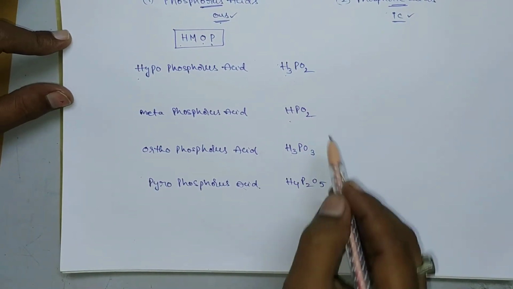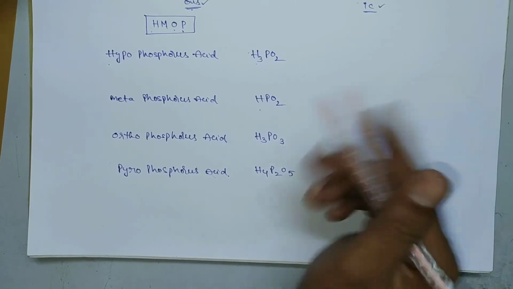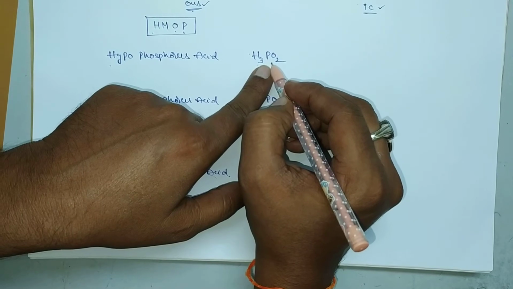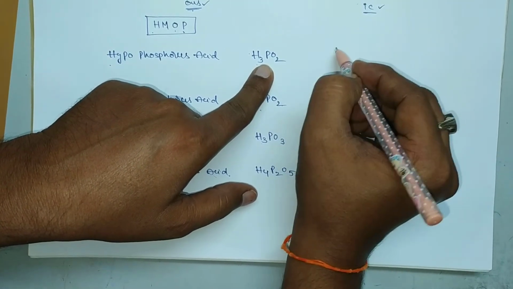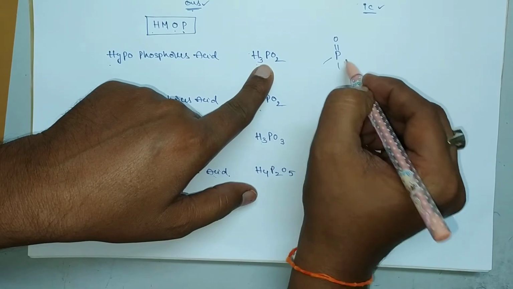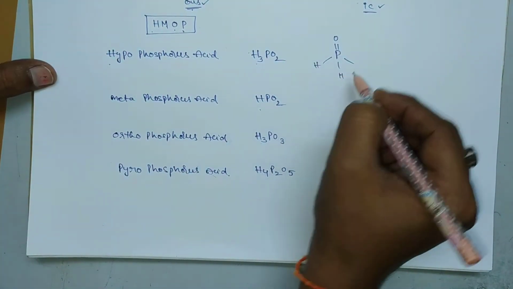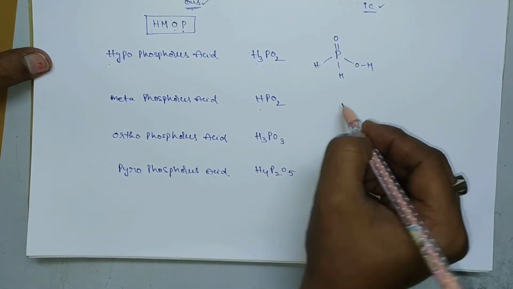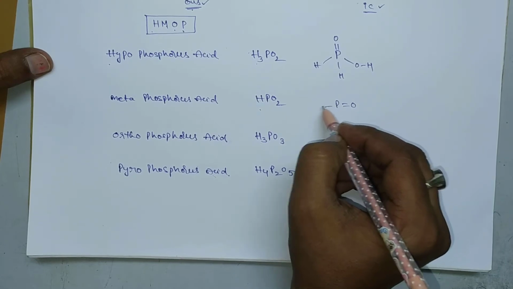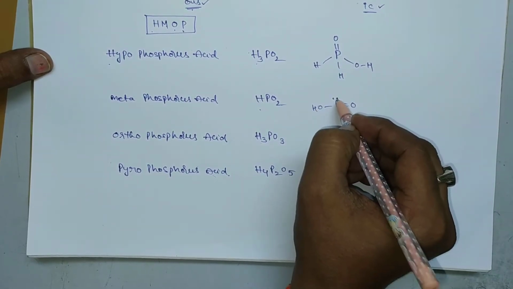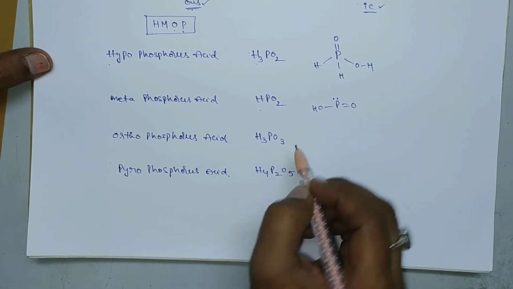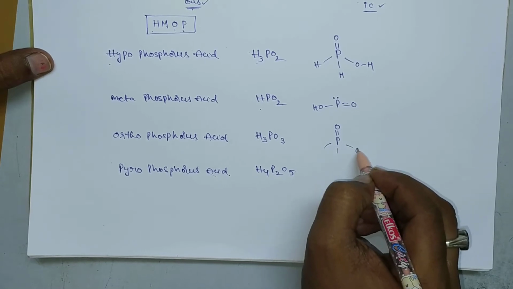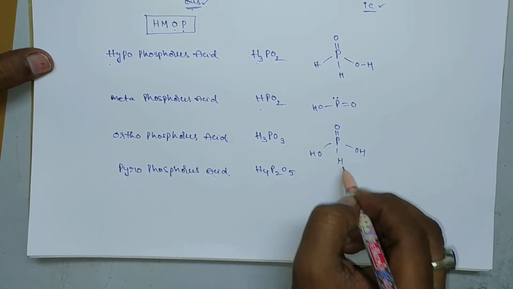Now you have to know the structure of these molecules. Here the phosphorus valence is 5, so phosphorus forms 5 bonds like this. Here H, H and OH. Next, HPO2: phosphorus forms a double bond to O and an OH, and a lone pair remains, so it forms 3 bonds and 1 lone pair. And H3PO3: here P double bond O, and OH, OH and H.